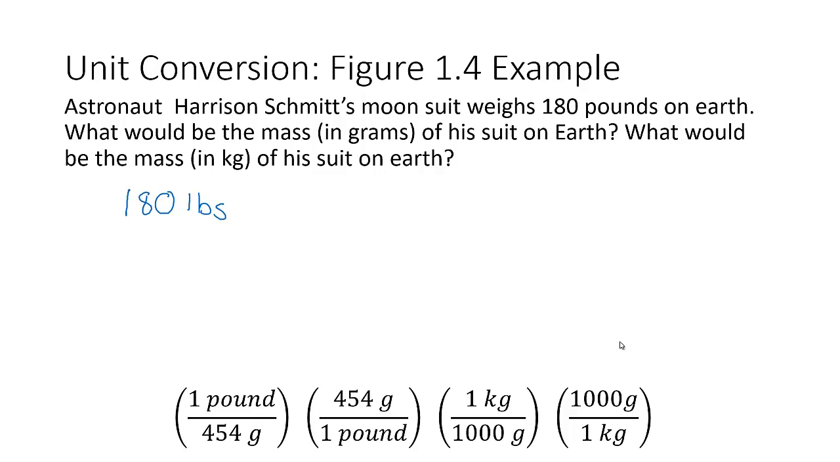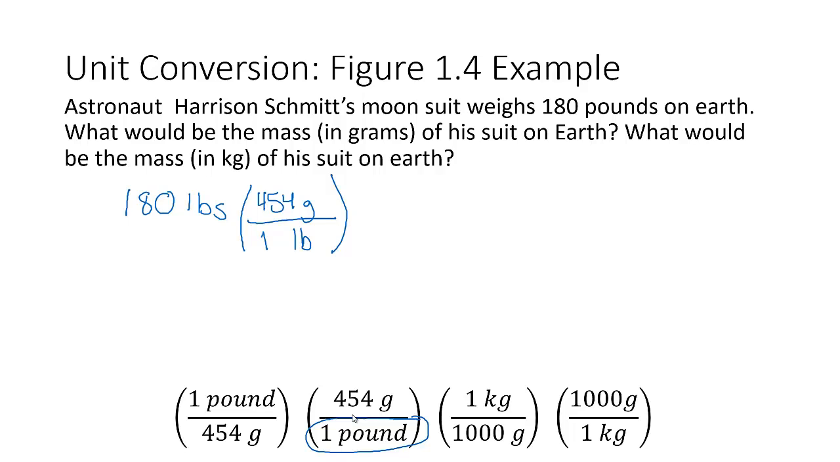Now we need to convert that in the first step into grams. So we have two options. We can either use this conversion factor, which has pounds on top, or this conversion factor, which has pounds on the bottom. What you want is the unit that you're trying to get rid of, which in this case is pounds, to be on the bottom. And the unit you're trying to get into, which in this case is grams, needs to be on top. So that's why we're going to use this conversion factor.